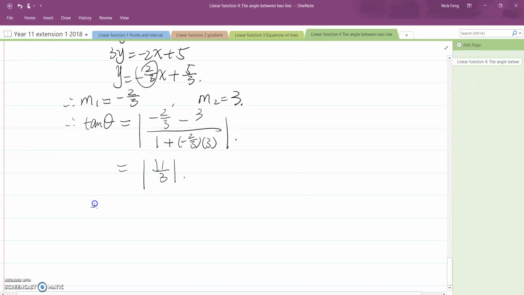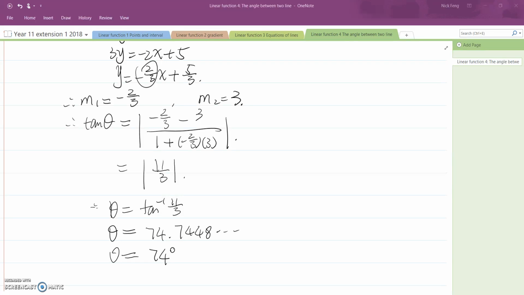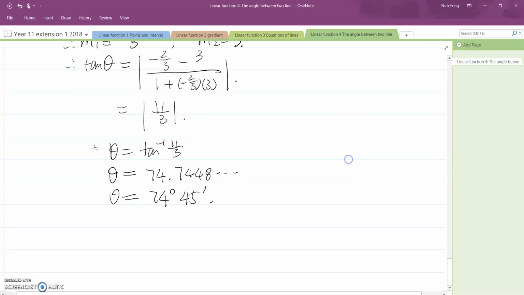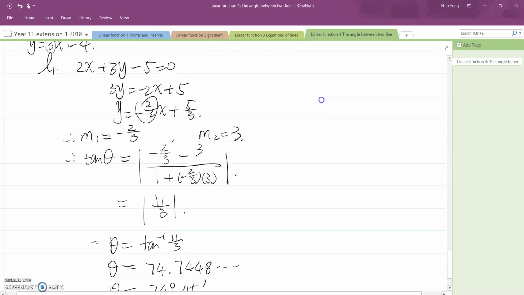Okay, and therefore, theta equals tan inverse of 11 on 3, which would give you 74.7448 something degrees. And if you correct it to minutes, it's 74 degrees 45 minutes. Okay, right, so that's basically all we need to do for the angle between two lines.